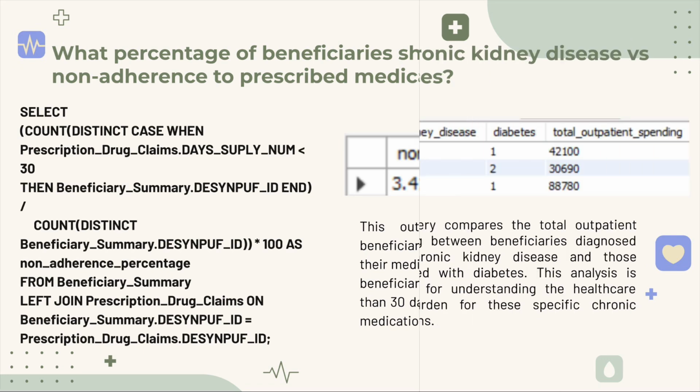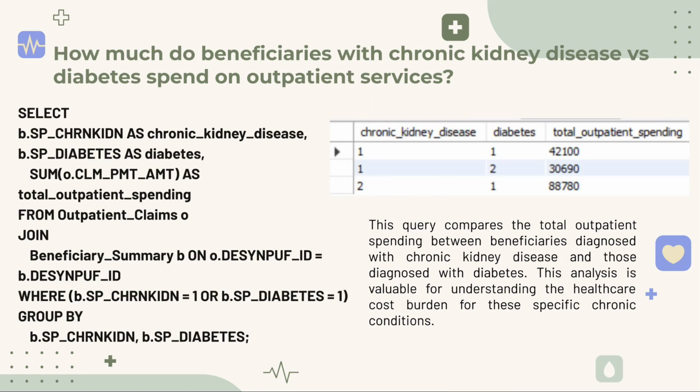This next query compares the total outpatient spending for beneficiaries with chronic kidney disease compared to those with diabetes. By filtering the fields from the beneficiary summary that indicate whether a beneficiary has chronic kidney disease or diabetes, we can then calculate the total outpatient payment amount for beneficiaries with either condition. From there, we can group the data by whether the beneficiaries have chronic kidney disease or diabetes, and this allows us to calculate the total outpatient spending for each group separately.